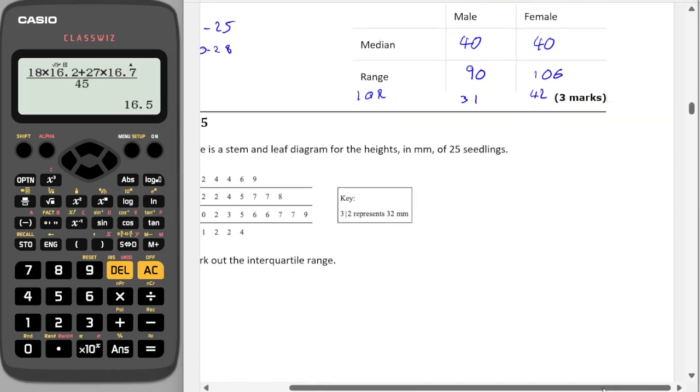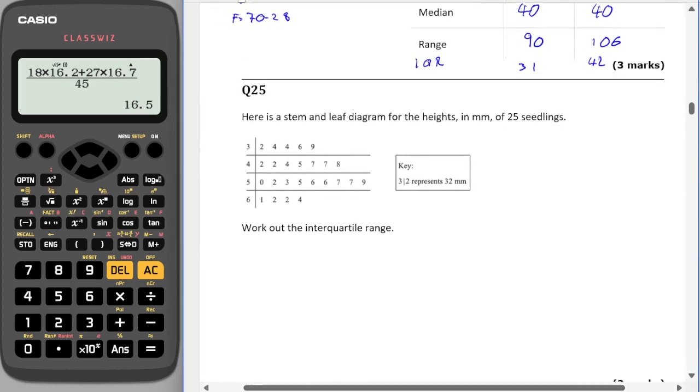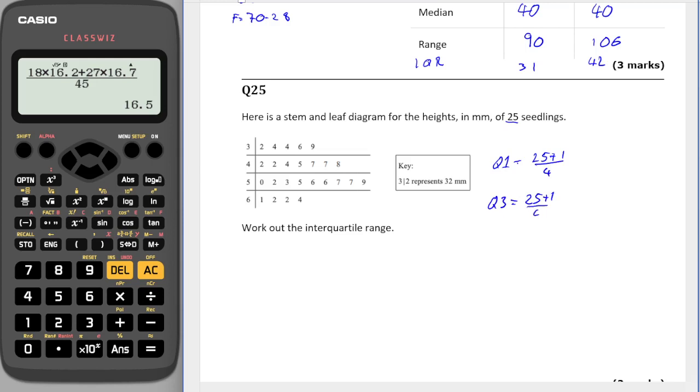Okay, question 5. We've got a stem and leaf diagram. Work out the interquartile range of the stem and leaf diagram. Okay, so if we've got 25 seedlings, I'm looking to find Q1, the lower quartile. I would be doing 25 plus 1 divided by 4. And then to find Q3, the upper quartile, I'm going to do 25 plus 1 divided by 4 times by 3. So that's going to tell me the position that I'm after.